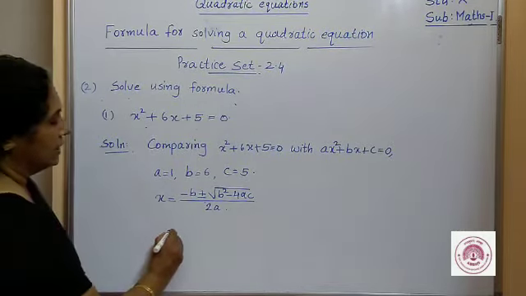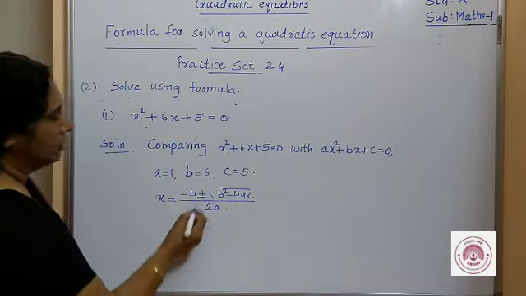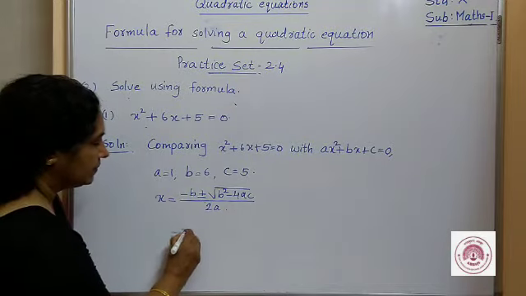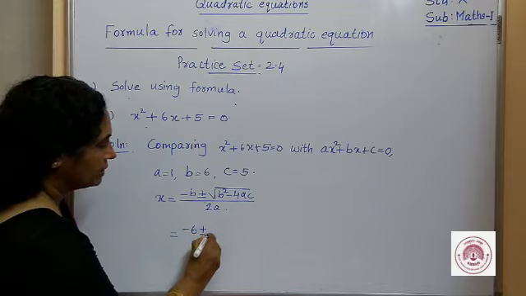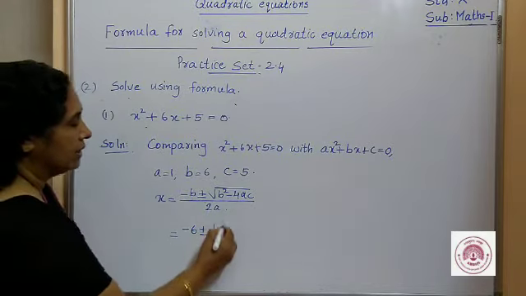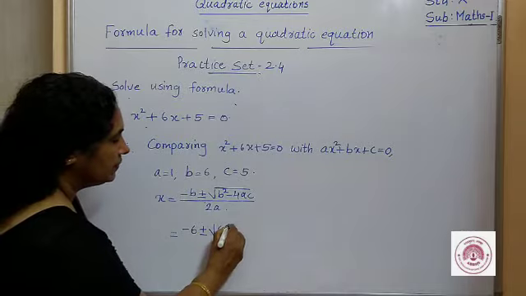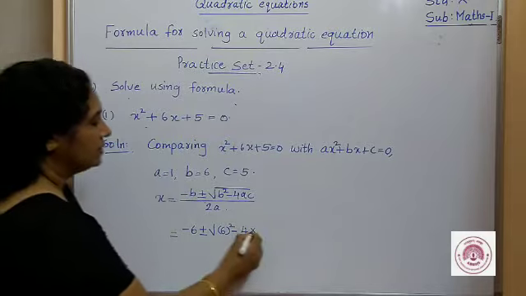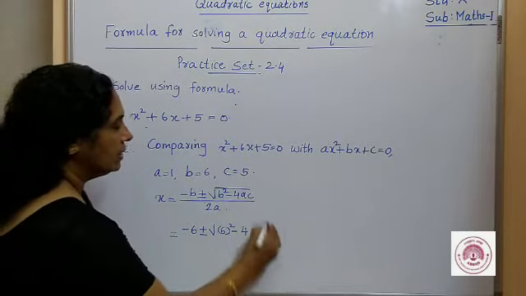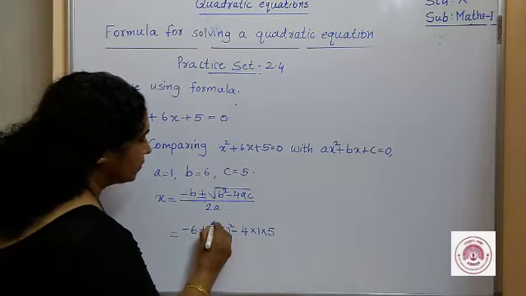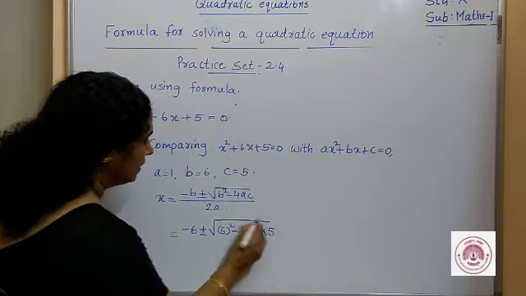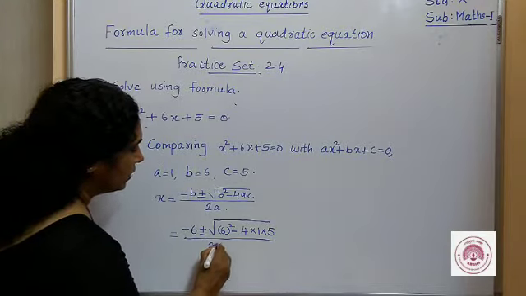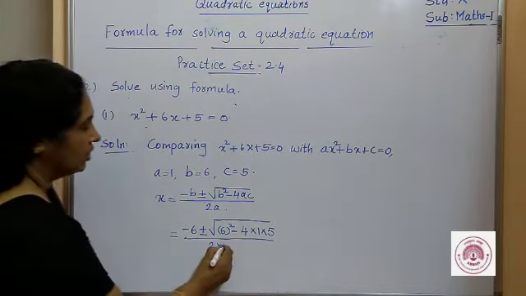Now this is equal to, we can substitute the values. Here we have b is equal to 6. Then what is minus b? Minus 6 plus or minus root of b square, that is 6 square, minus 4ac, 4 into a is 1 into c is 5, square root of, whole divided by 2a. That is 2 into, again what is a? Value of a is 1.